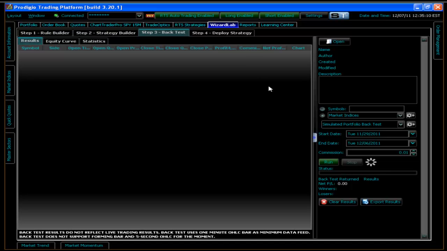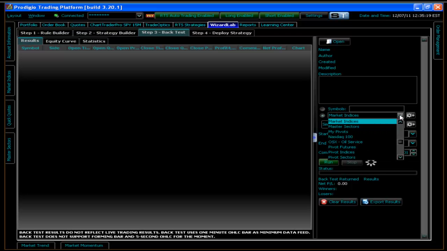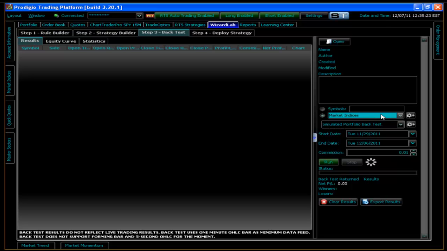So it's very, very simple to do, especially when you're creating a watch list of just one stock. It's real, real easy. You simply go here where it says symbols into this section. It defaults to market indices, and if you want to click through, you can just select some stuff here, right? But we're not going to do that.